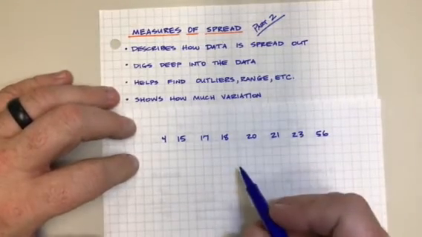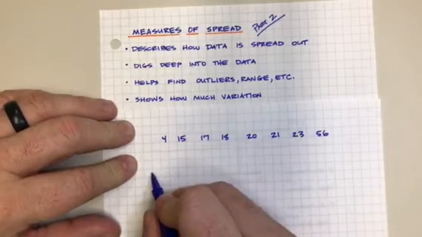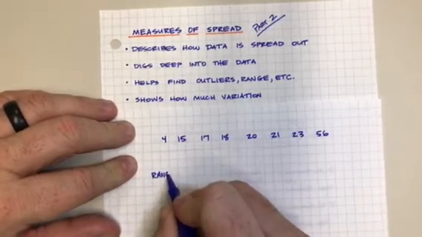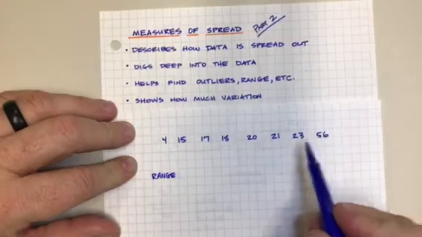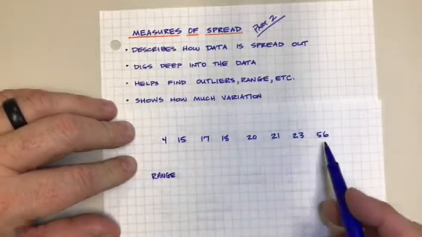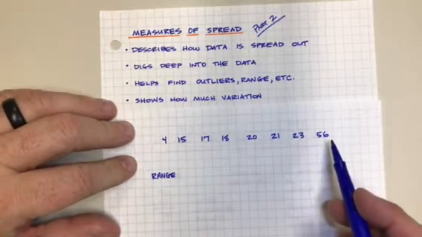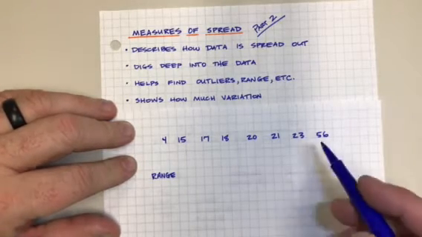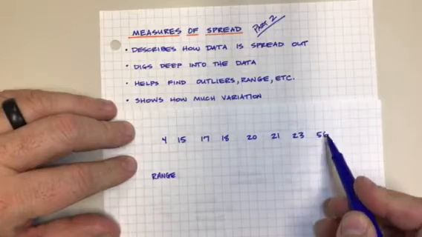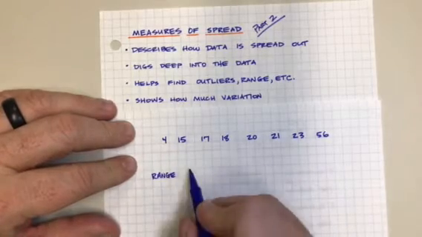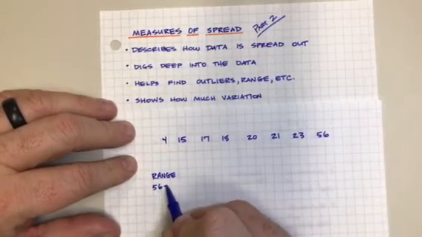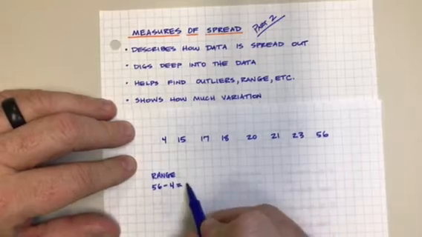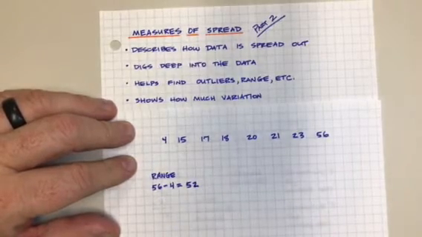All right, we're going to try to find the range first. Once again, this is already in order from least to greatest. If your data is not in order from least to greatest, you need to do that first. After that, we can find the range. That means my largest number minus my smallest number, which is 56 minus 4, which is 52. So my range is 52.